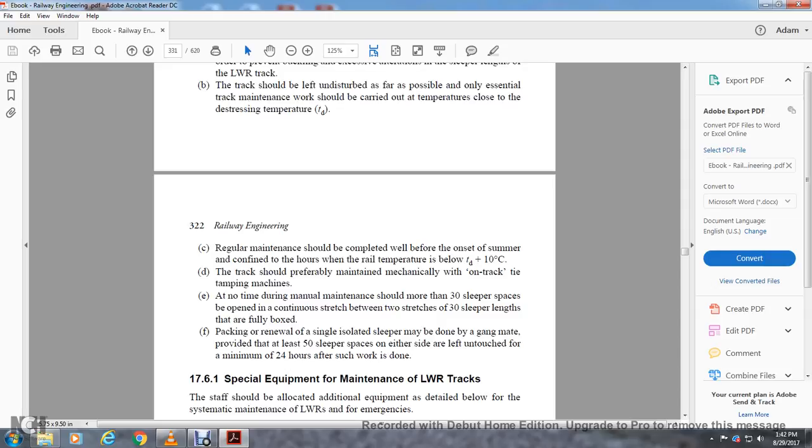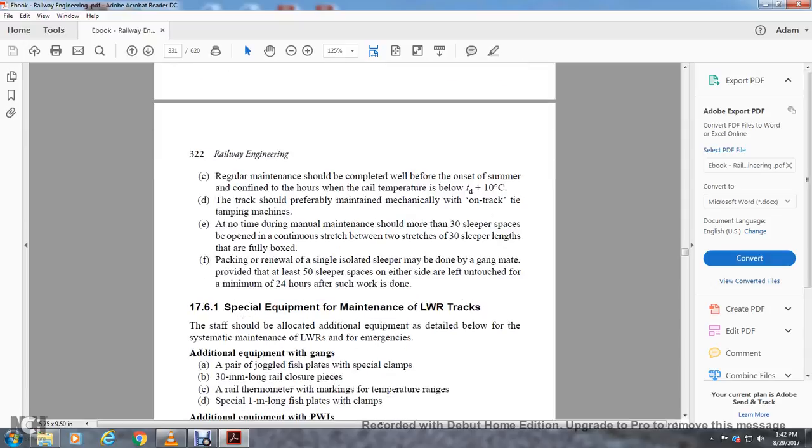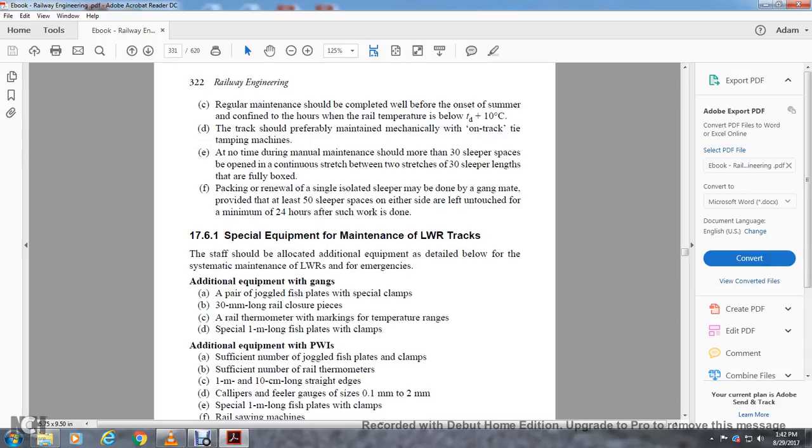The track should preferably be maintained mechanically, with on-track tamping machines. At no time during manual maintenance should more than 30 sleeper spaces be open in a continuous stretch, between two stretches of 330 sleeper length that are fully boxed. Packing or renewal of a single isolated sleeper may be done by a gang mate provided at least 50 sleeper spaces on either side are left untouched, for a minimum of 24 hours after such work is done.